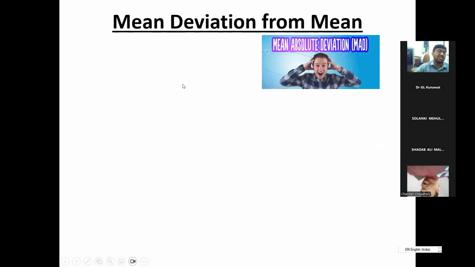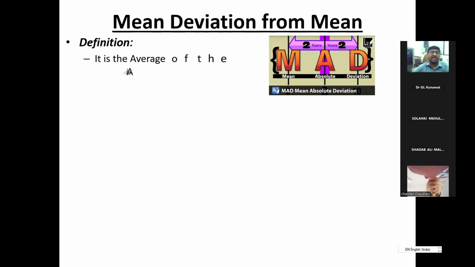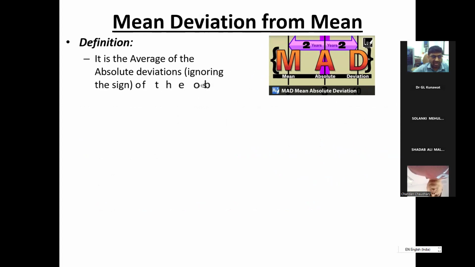Another is mean deviation from mean, also known as mean absolute deviation. So it is an average of the absolute deviation of the observations from the arithmetic mean. And we must not forget, we have to ignore the sign.